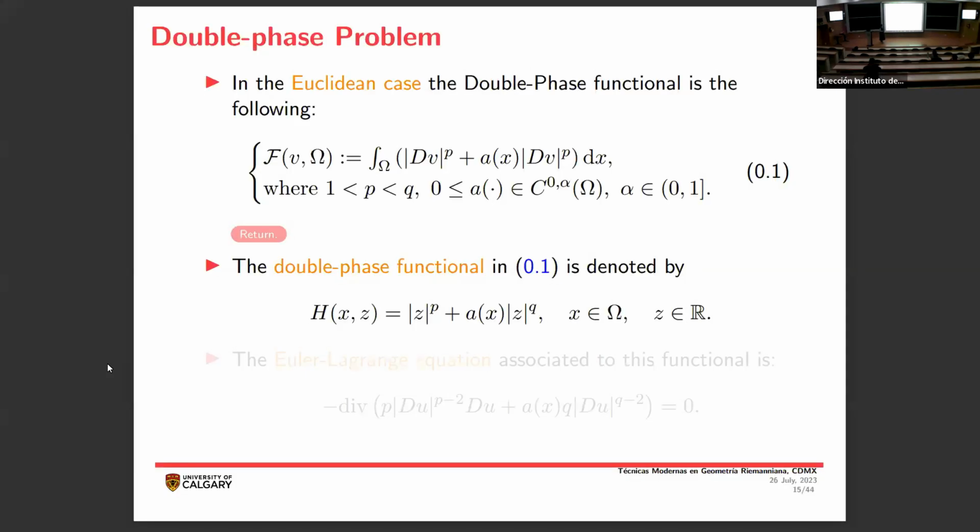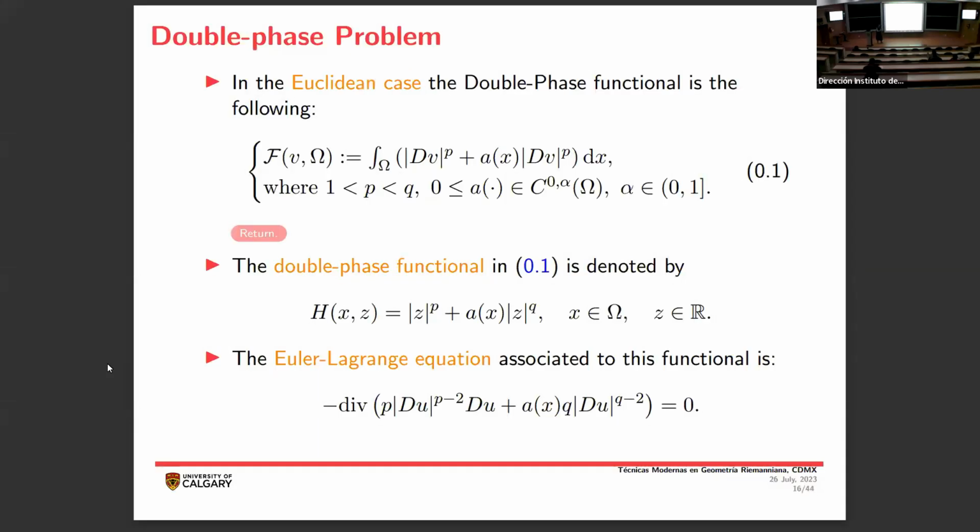Now, throughout this talk, just some notation: the functional over here is usually denoted by H. And just to emphasize, the Euler-Lagrange equation associated to this integral is the following. Now, this problem is very interesting, and it's very interesting precisely because of the coefficient function here.